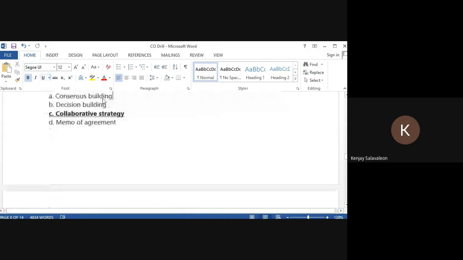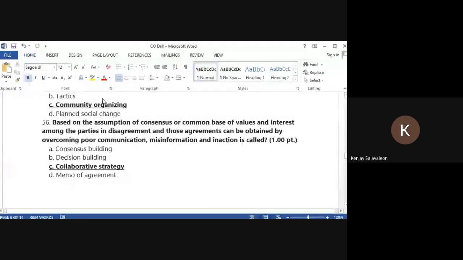56. Let's be quick, maybe the others are asleep. 56. Based on the assumption of consensus or common base of values and interests among the parties in this agreement, and that those agreements can be obtained by overcoming poor communication, misinformation, and inaction, it is called collaborative strategy. Collaborative strategy is effective when you are working with various organizations with the same cause that you are trying to advocate for. Poor communication, misinformation, and inaction call for collaborative strategy. Consensus building is not applicable here because there is no decision making. Decision building is also not possible. A memo of agreement is possible, but it is one of the techniques in collaborative strategy to have a written document.